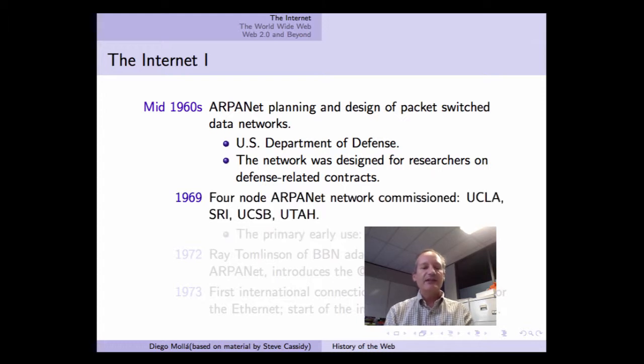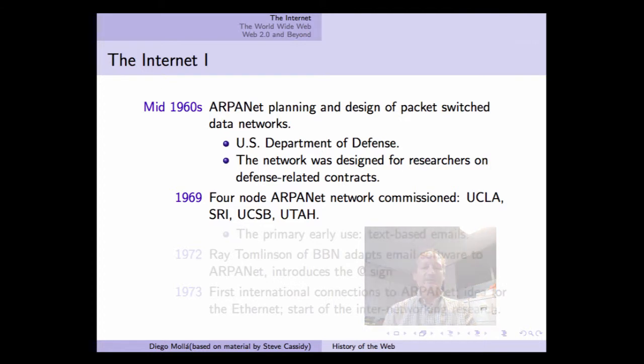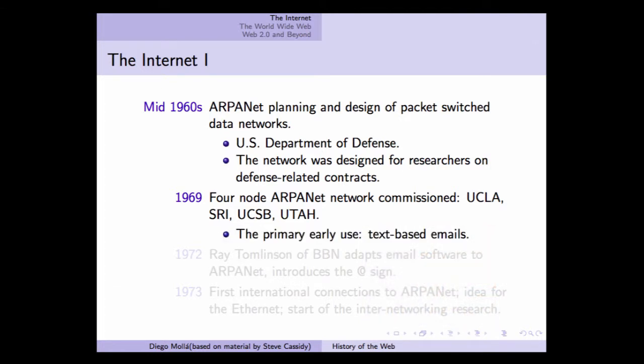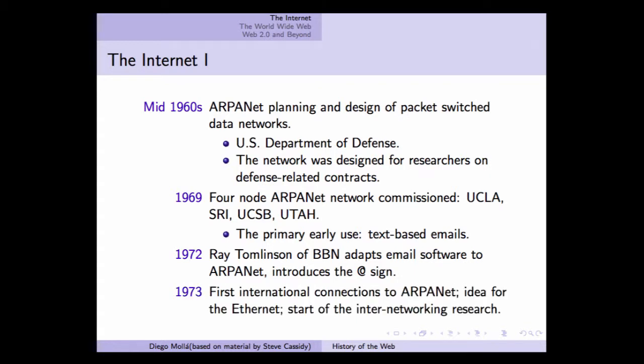By 1969, there was a four-node network between the University of California, Los Angeles, Stanford Research Institute, University of California, Santa Barbara, and University of Utah, and that was, as I say, commissioned by ARPANET. The primary use for that was to send text-based documents. The actual idea of email was introduced in 1972 with the @ sign by Ray Tomlinson. And in 1973, there were the first international connections to ARPANET, with nodes connecting to London and to Norway.